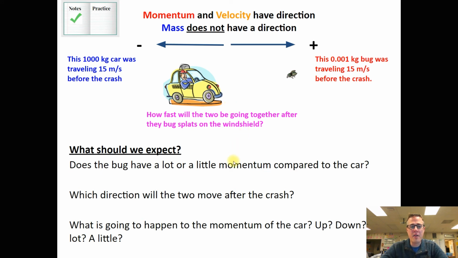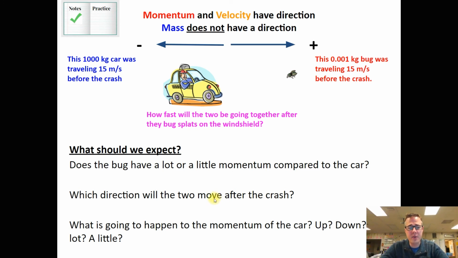All right, let's review. This is going back to your warm-up a little bit. The bug, I hope you can agree, has a really tiny amount of momentum. Even though they're moving at the same velocity, since the bug is so small in its mass, it has very little momentum. So when it crashes into the car, the car's momentum is going to overwhelm the bug's momentum. They're going to smack into each other, and they're going to keep moving in the direction of the car.